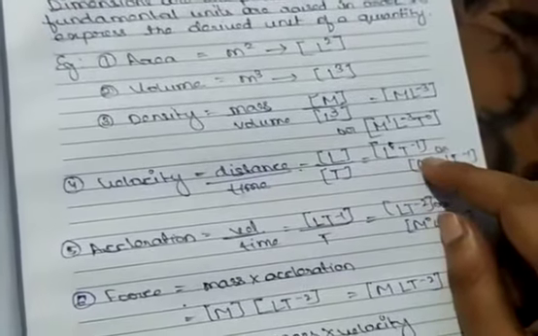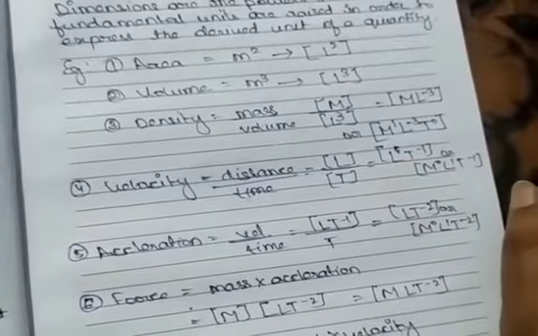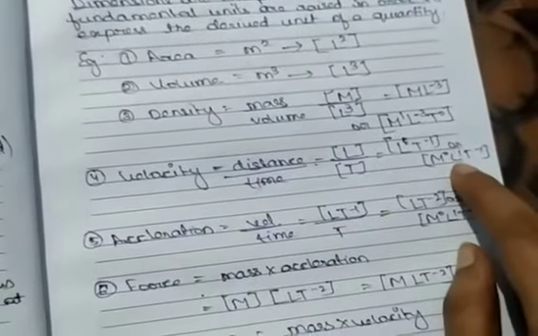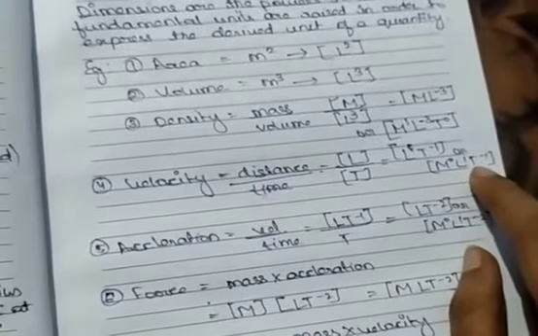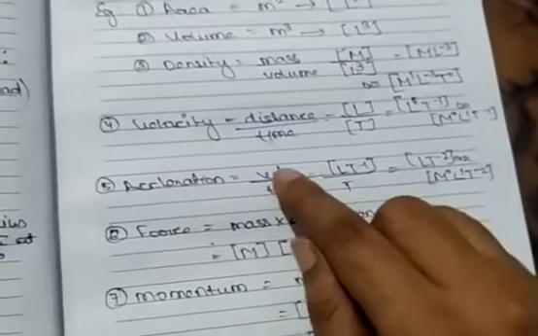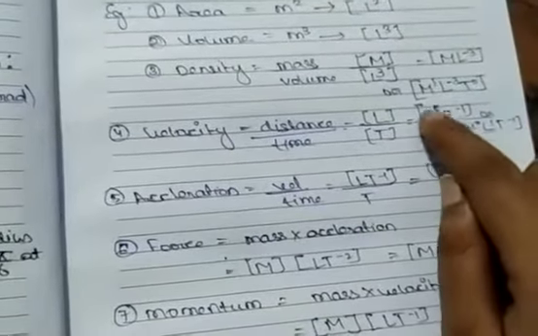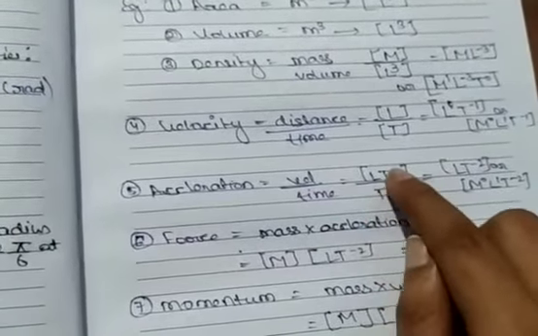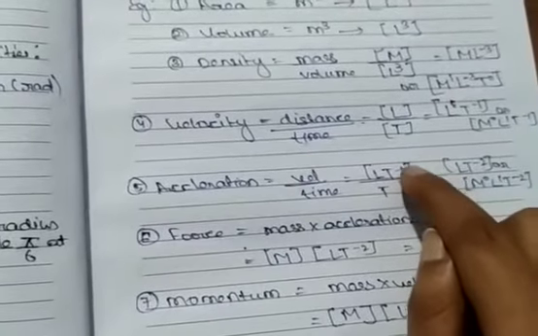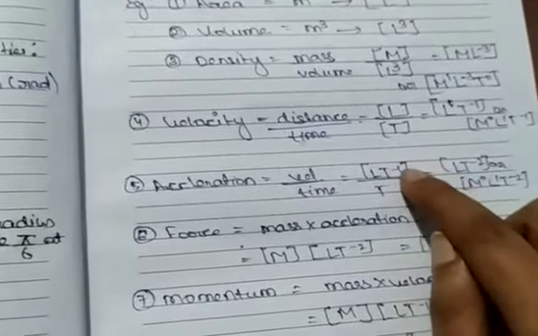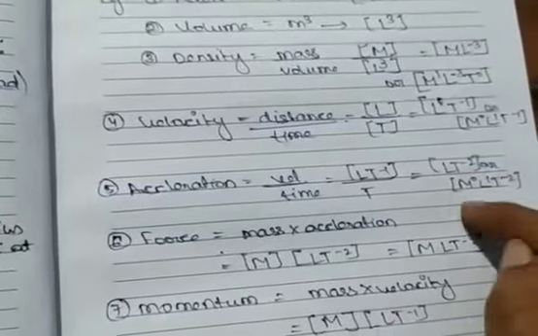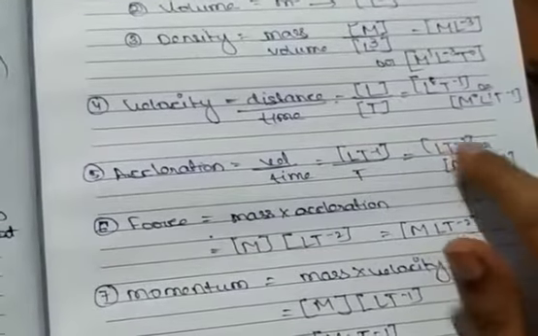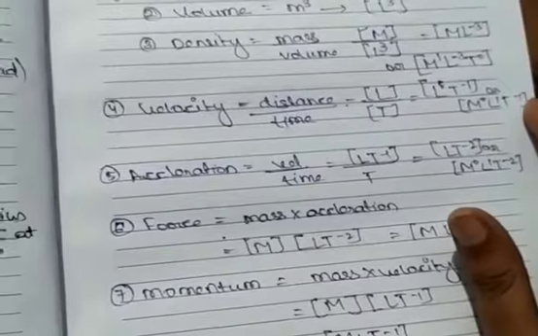So m to the power 0, L1 and t to the power minus 1. So what is the dimension of mass in velocity? It is 0. What is the dimension of length? It is 1. What is the dimension of time? It is minus 1. Then acceleration, velocity upon time. Velocity just now we found out, L t minus 1. Time, t I will write down. This time if I take it up, t to the power minus 1, it will become t to the power minus 2. Or we can also write it as m0, L1, t minus 2. Both are the same thing. So this is the dimension of acceleration.